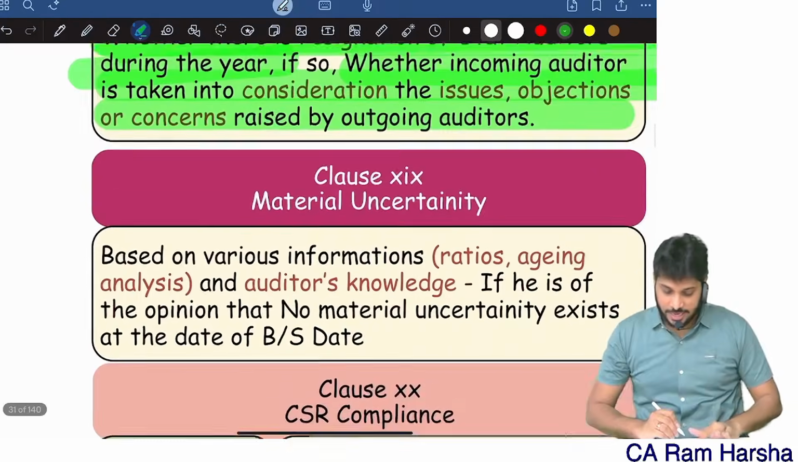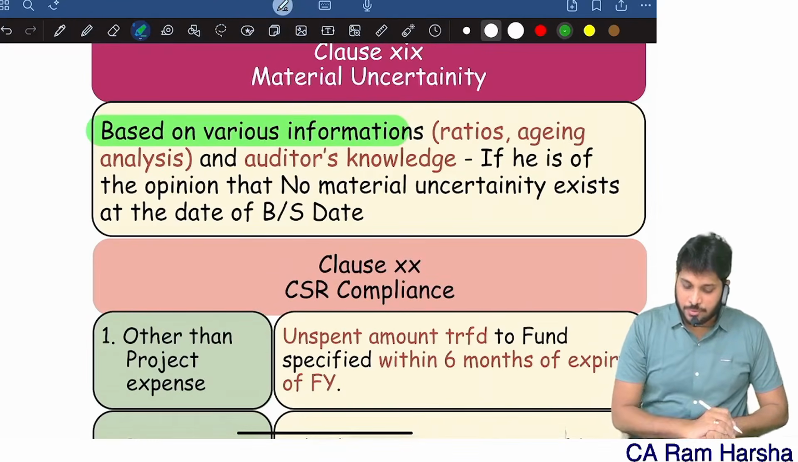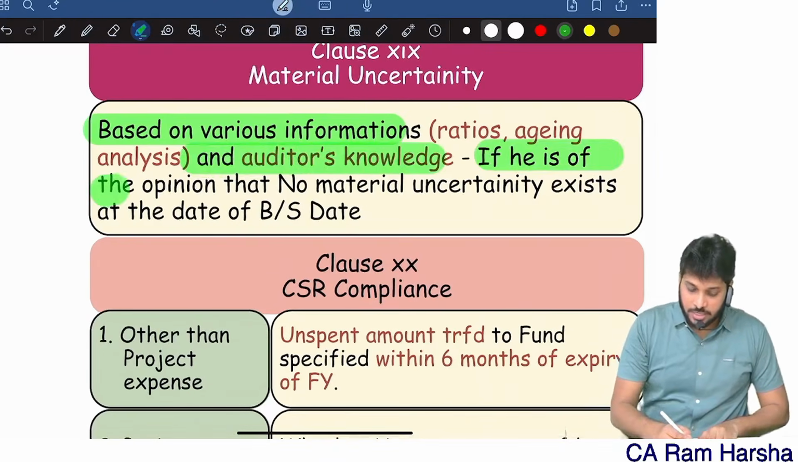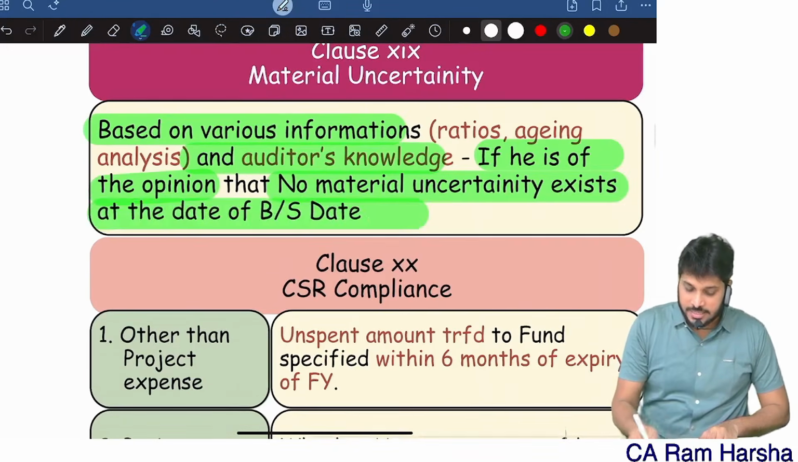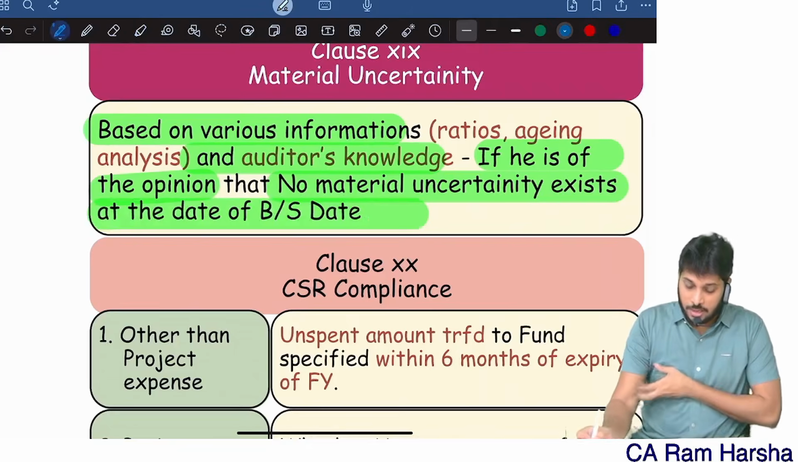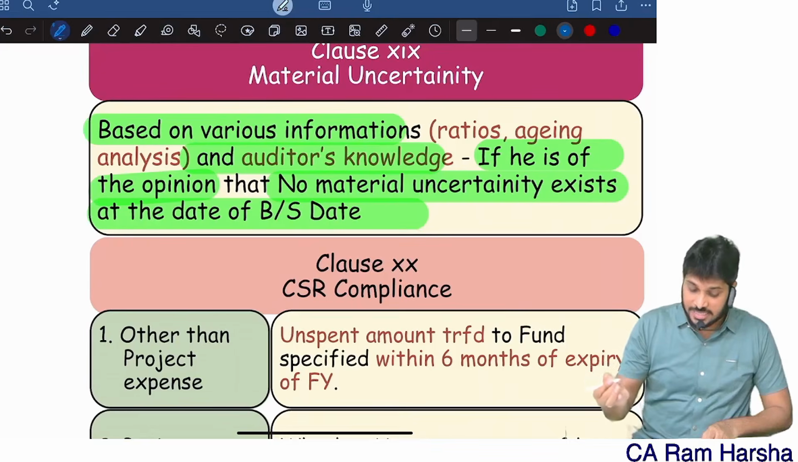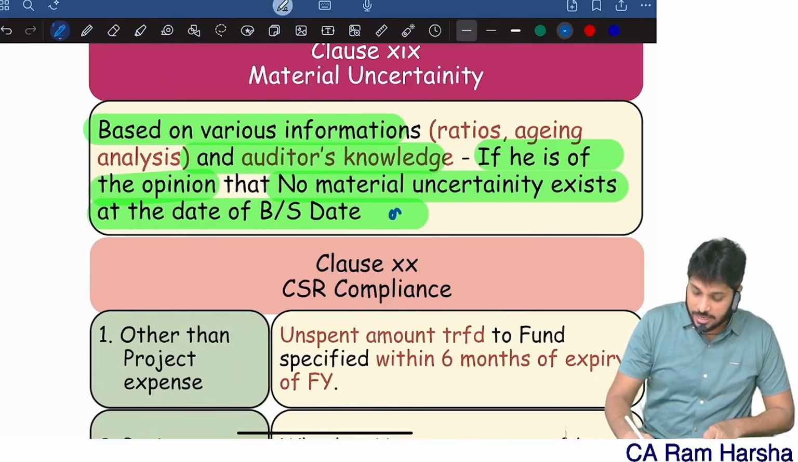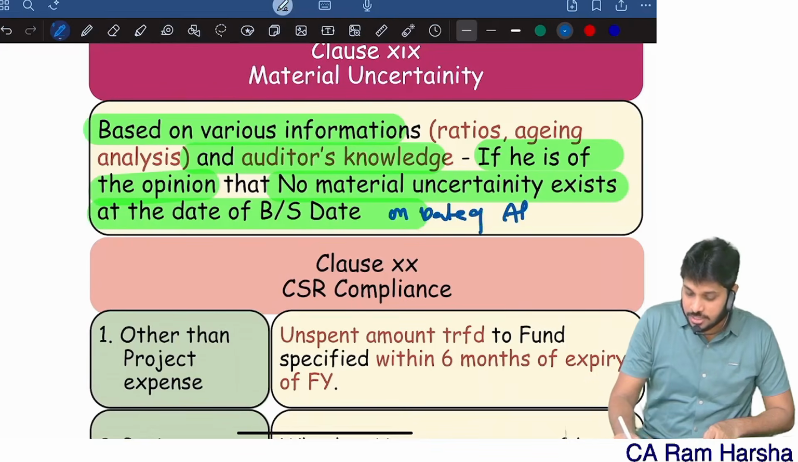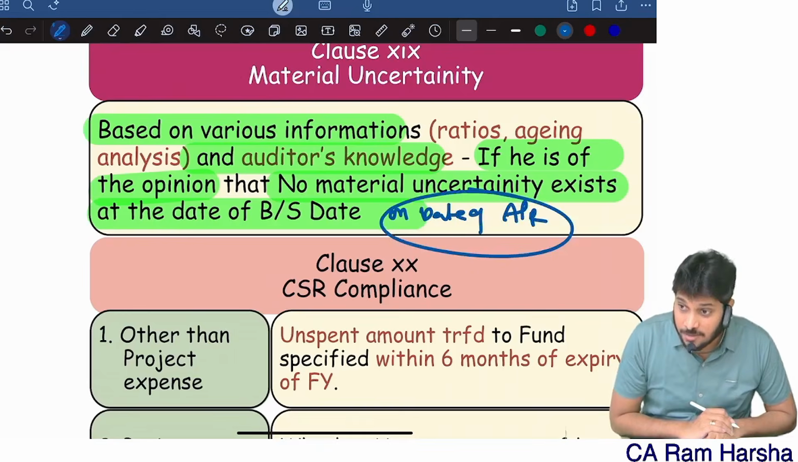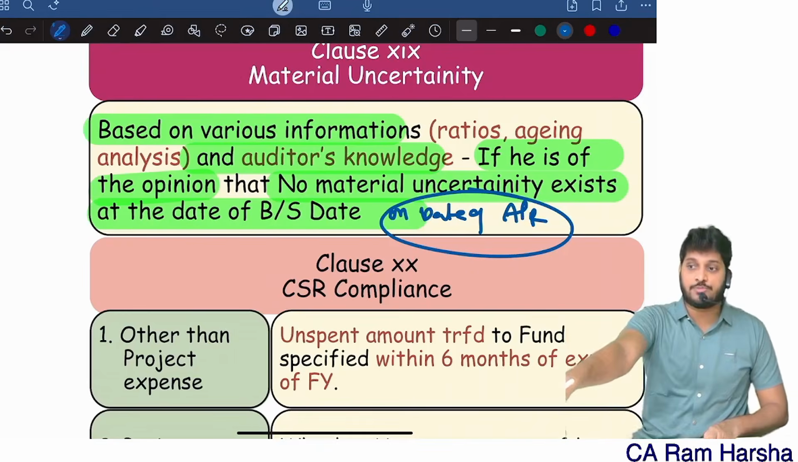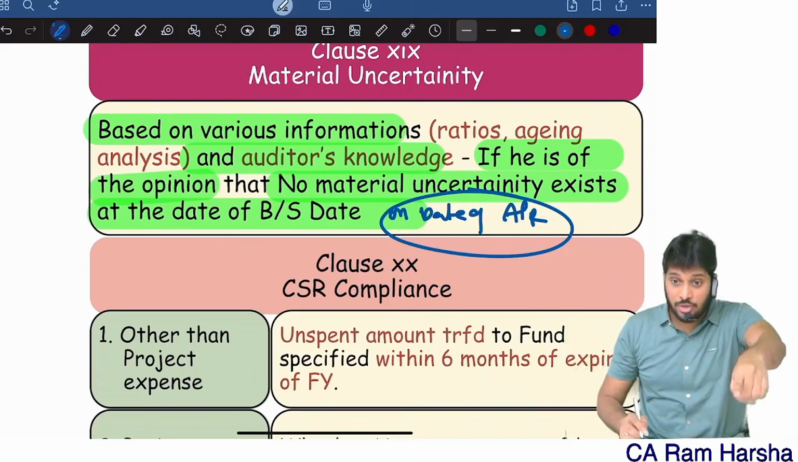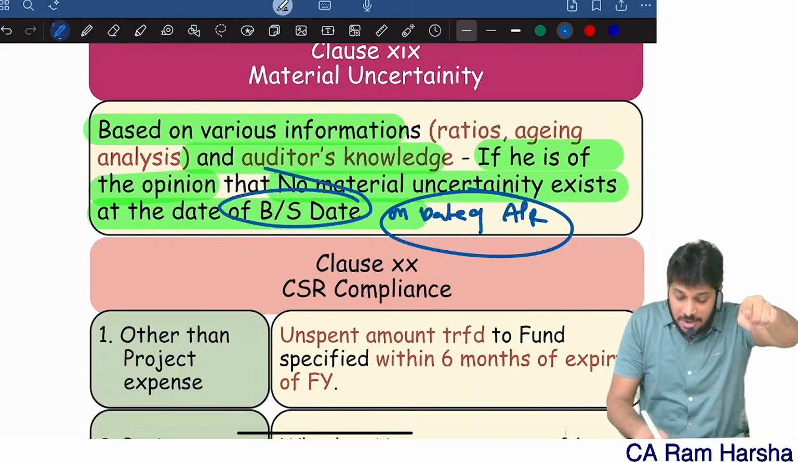Check out. Next, based on various information and your knowledge, whether the auditor is of the opinion that no material uncertainty exists at the balance sheet date. Actually, no material uncertainty exists at balance sheet date on date of audit report. You need to verify this point on which date? On date of audit report you should verify this point about the financial position of the company on balance sheet date.